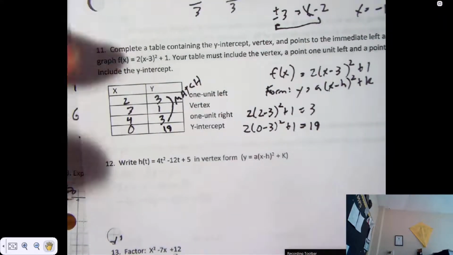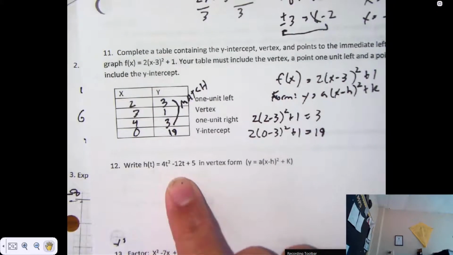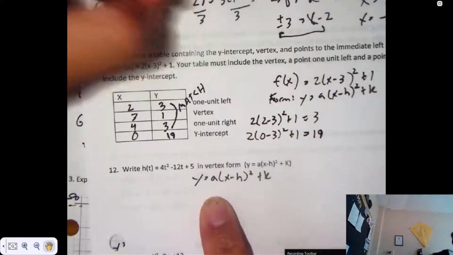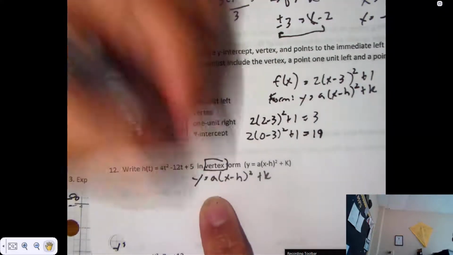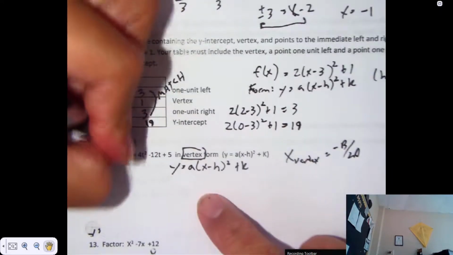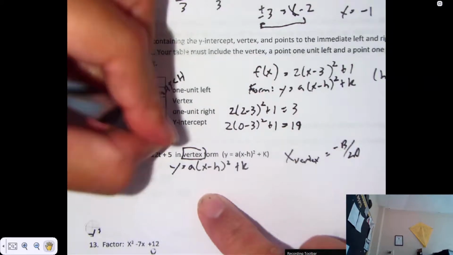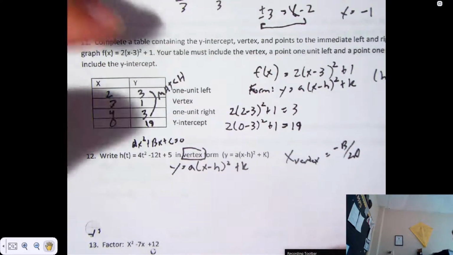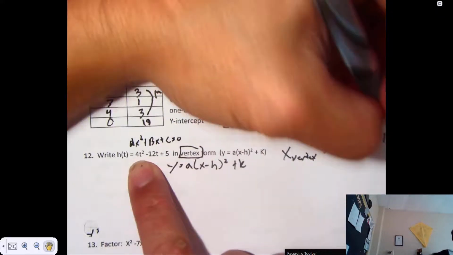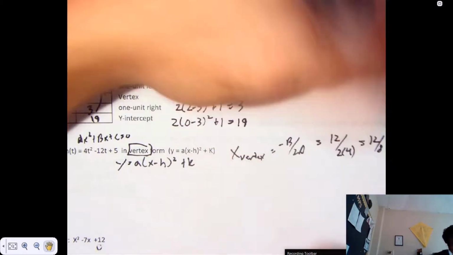You don't have to graph it. You're just making a table. All right, write this function in vertex form. So we're going after this: a times x minus h squared plus k. What we need to do is find the vertex. Now, you have a formula that says the x-coordinate of the vertex is at opposite b over twice a. You have that formula. It's yours. Remember, you're in standard form, ax squared plus bx plus c. So you're just going to plug your stuff in. B is a negative 12, opposite that's a positive 12. A is 4, twice 4. That's 12 over 8. Always reduce. 3 over 2.